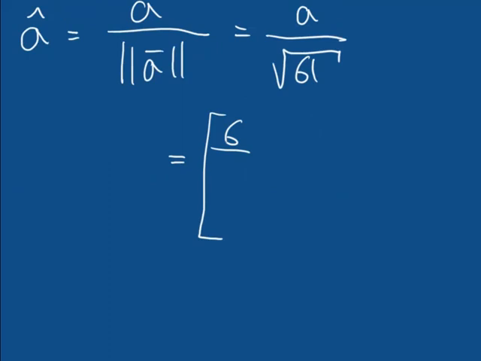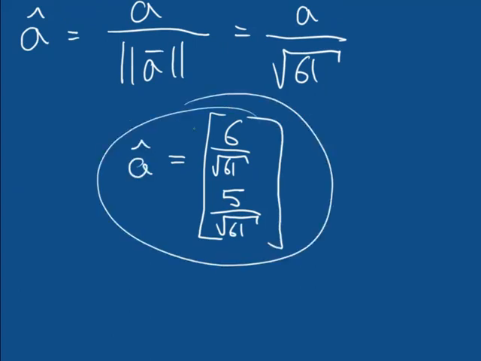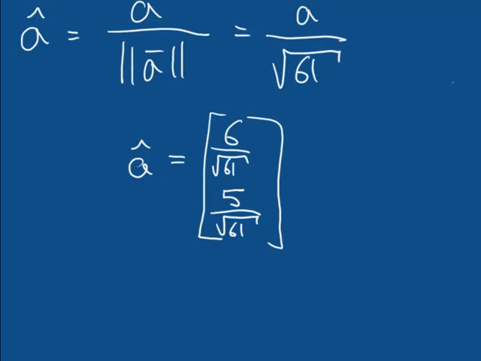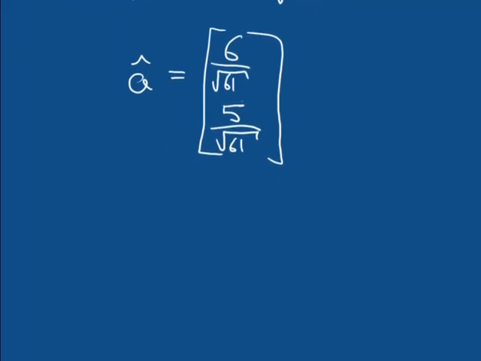So 6 divided by the square root of 61, and the y component was 5, so 5 divided by the square root of 61. So this is our unit vector. This is the accurate way of writing our unit vector. We have 6 over the root of 61 as our x component and 5 over the root of 61 as our y component. But how do we check that this is indeed a unit vector?